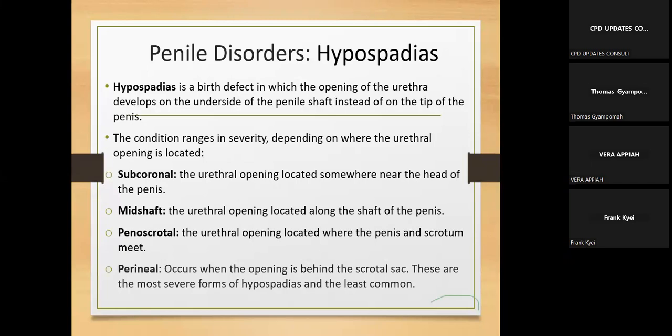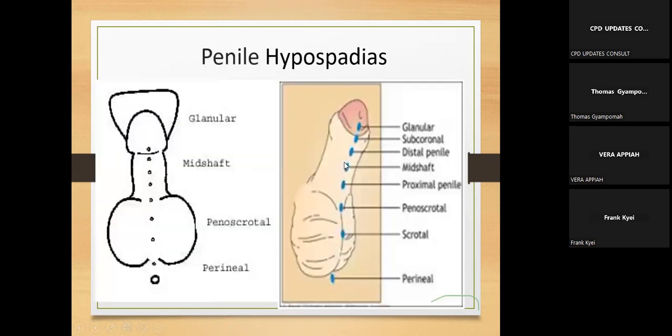So it can be very severe. It can be mild, depending on where we have the subcoronal. Here, the urethral opening is located somewhere near the head of the penis. I'll get you the pictures for it, and you see the mid shaft. So this is the urethral opening located along the shaft of the penis. Penoscrotal, that's close to the scrotal, so the opening located where the penis and scrotum meet. All right, and then perineal occurs where the opening is behind the scrotal sac. So these are the pictures.